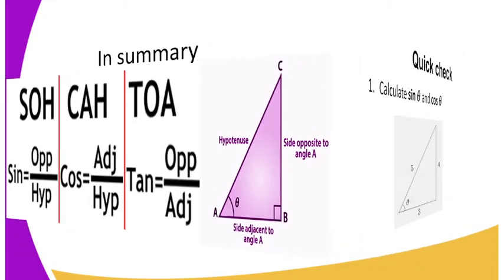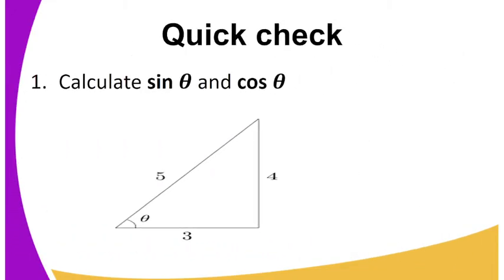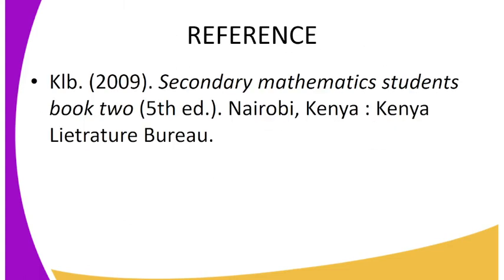So we've come to the end of our lesson. And I'll require you to do this assignment. Calculate sine theta and cos theta given this triangle. Given the triangle below, calculate sine theta and cos theta. In reference, study KLB Secondary Mathematics Student Book 2.